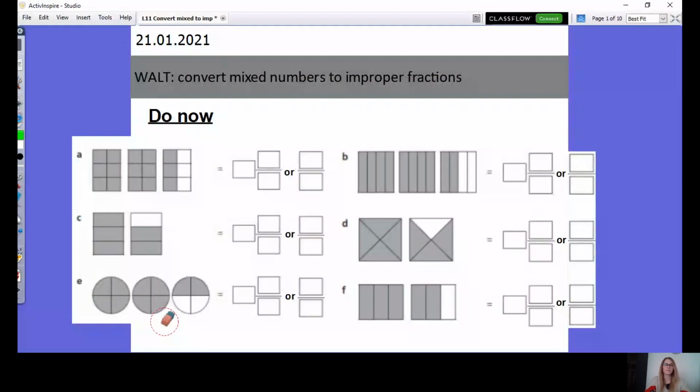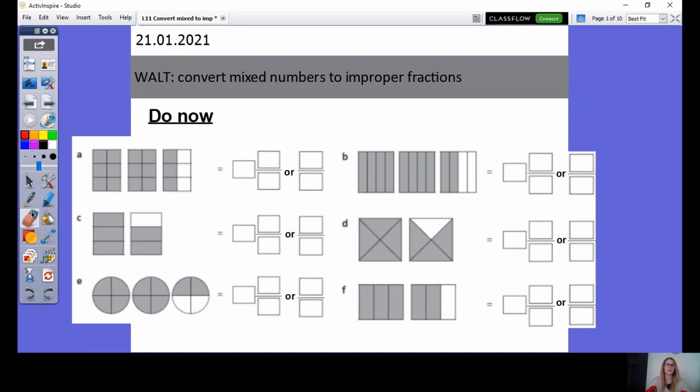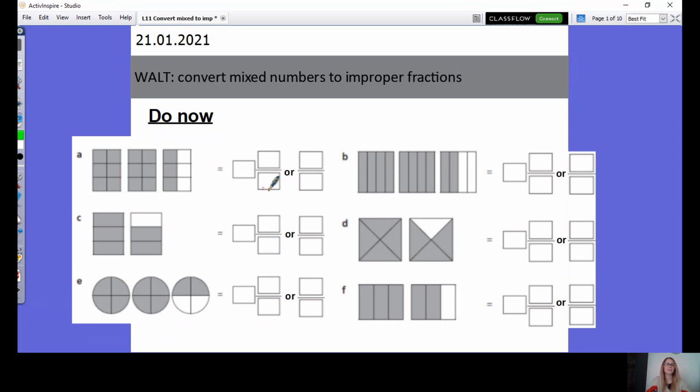So you can see some different representations on your screen. I am going to take you through the first one just to make sure we know what we're doing, and then you can go off and have a go on your own. So looking at A, I'm going to write my mixed number first. So remember, for my mixed number, I need to first of all count how many parts are in the whole. That's really important to find my denominator.